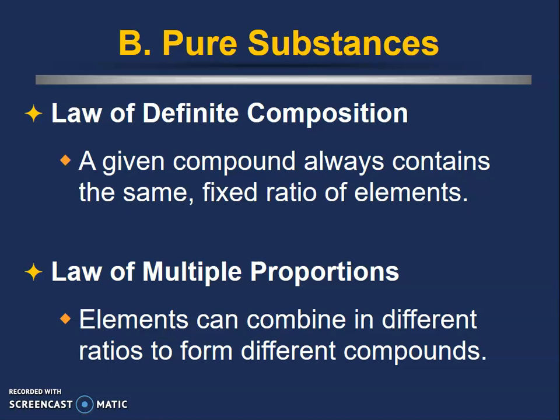Something to note with pure substances are these two laws. The law of definite composition. So a given compound always contains the same fixed ratio of elements. So table salt is always one sodium, one chlorine. Okay? And you also have the law of multiple proportions. Elements can combine in different ratios to form different compounds. So if it's not one sodium and one chlorine, it's a different compound, but it can still exist.